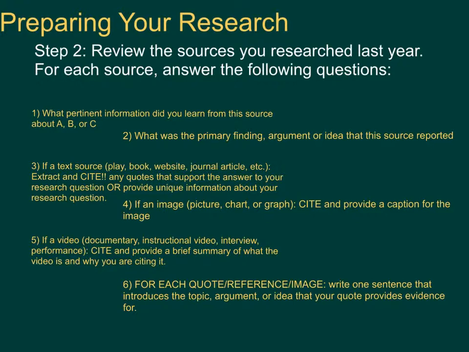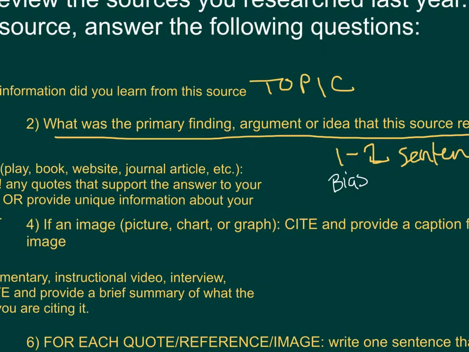The second question is going to be, what was the primary finding, argument, or idea about this source, okay? So if 1 was a topic, okay, 2 is really a little more of an expansion. Think about it as 1 to 2 sentences, okay? So let's use the biography of Shakespeare, okay? What pertinent information did you learn from this source? I learned about Shakespeare's time, theater in Shakespeare's day. Okay, great. What was the primary finding, argument, or idea that source reported? Perhaps it was the fact that Shakespeare didn't really write his plays, which is one argument. So it's going to tell you a little bit about the bias. Okay, it'll tell you a little bit about the author's perspective.